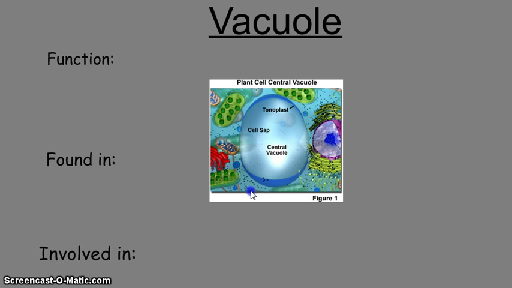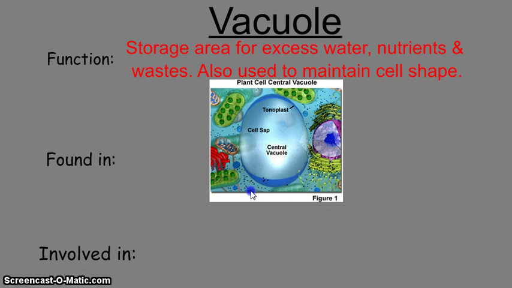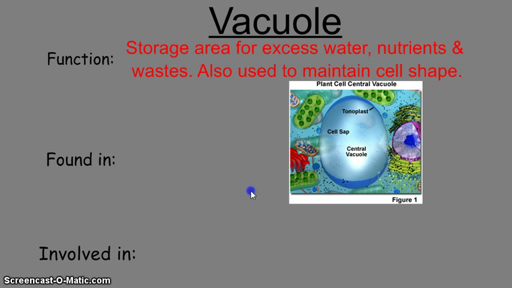The vacuole. The vacuole is a big, huge, open storage space for excess water, nutrients, wastes. It's used to maintain cell shape. There's a lot of uses for the vacuole, but it looks like a big, huge bubble inside the cell.